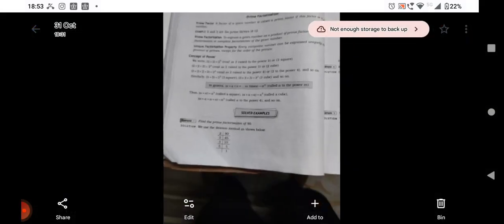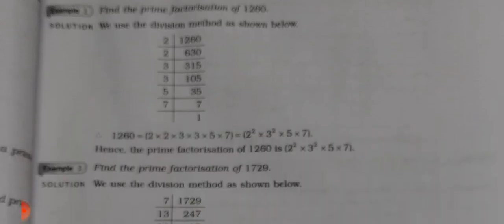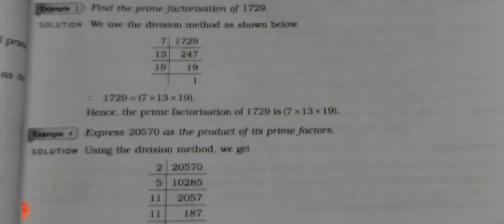Find the prime factorization of 90. We use the division method as shown below. Hence the prime factorization of 90 is 2 into 3 square into 5. Find the prime factorization of 1260. Hence, the prime factorization of 1260 is 2 square into 3 square into 5 into 7. Find the prime factorization of 1729. The prime factorization of 1729 is 7 into 13 into 19.